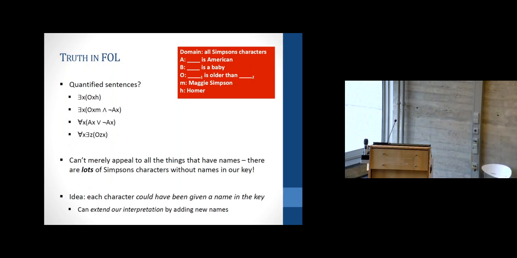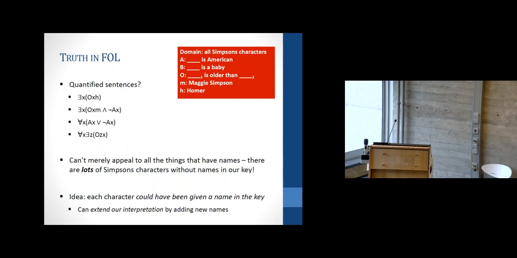Okay, let's think about quantified sentences. Before we go into the definitions, I want you to make sure you understand the idea. If I tell you there is someone who is older than Homer, is this true in my interpretation? Why no? I only specify the names Maggie and Homer, but I also specify that the domain involves all these things. So there is someone who I haven't named, and it's Mr. Burns. Okay, so this first sentence is true.